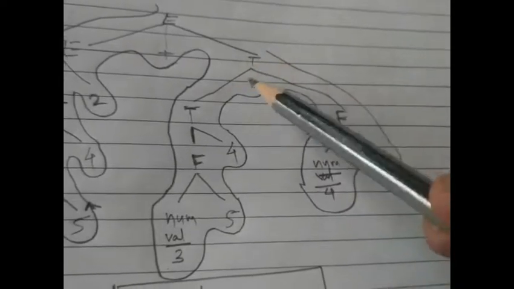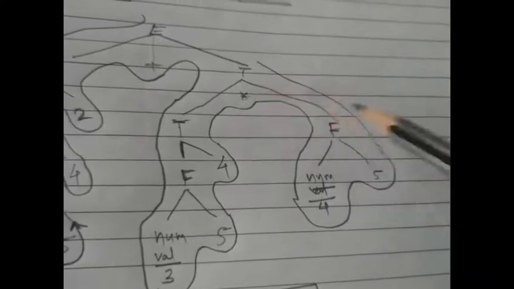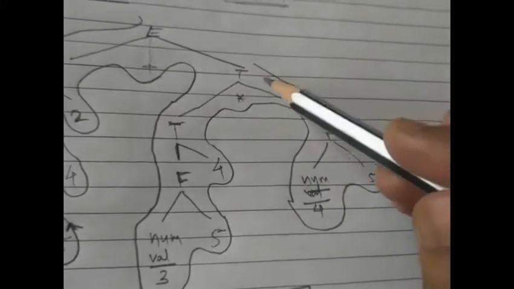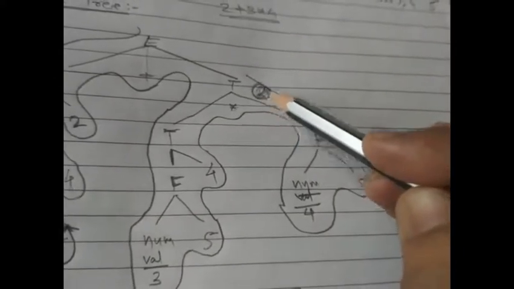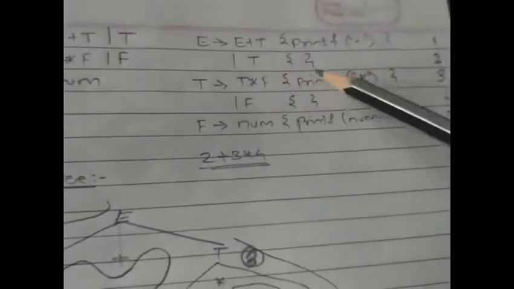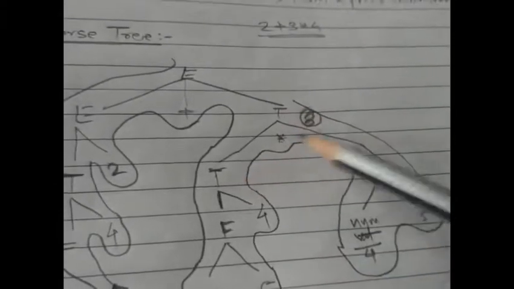What we have, T star F. So whenever we have T star F, what will be the semantic action? Semantic action is nothing but 3 over here. So for the T star F, we have to printf star. So we will print the star. I am talking about this T star F. What semantic action can we take for T star F? It is nothing but 3. So printf star. So star is printed.